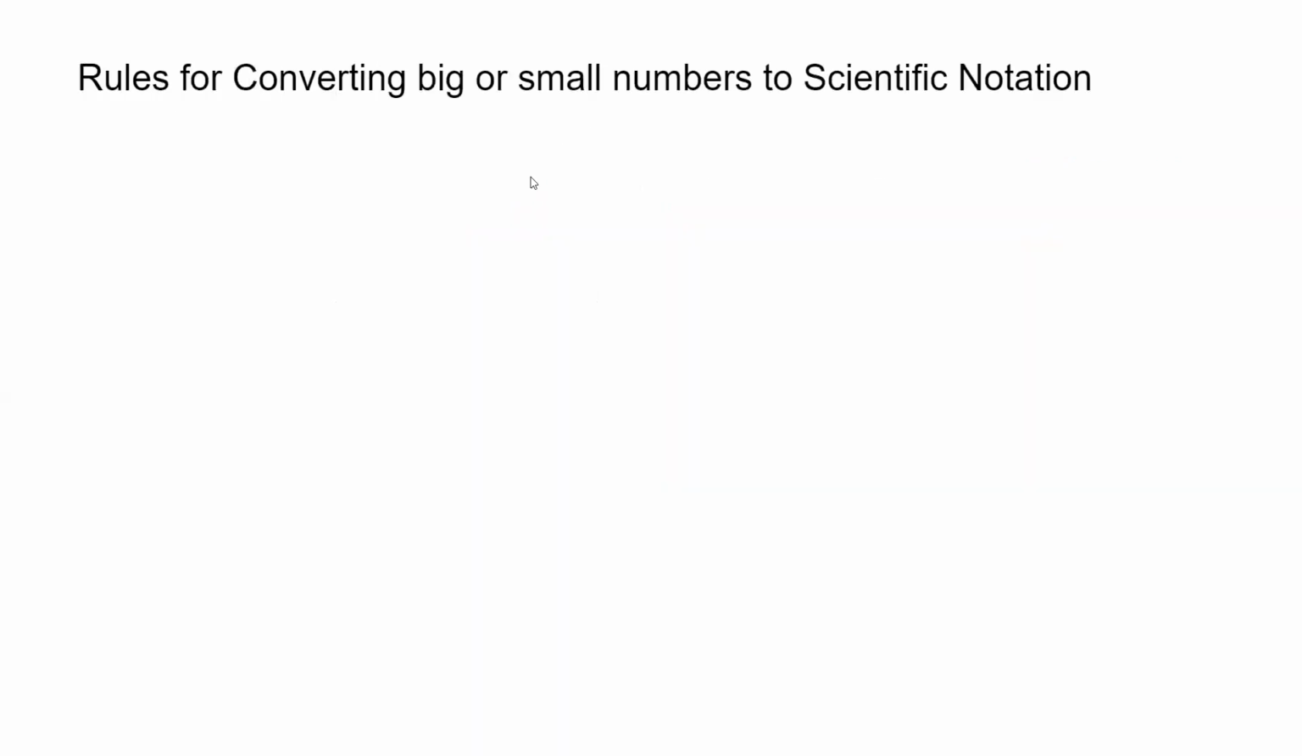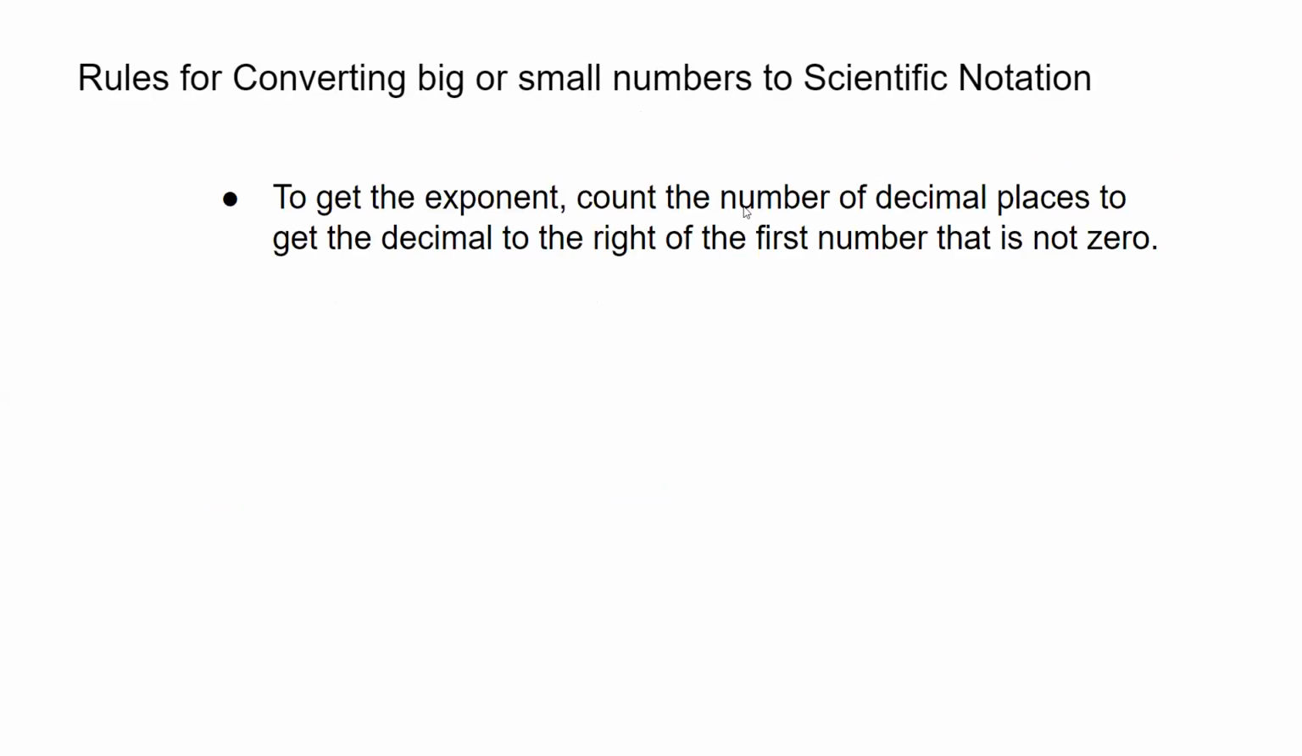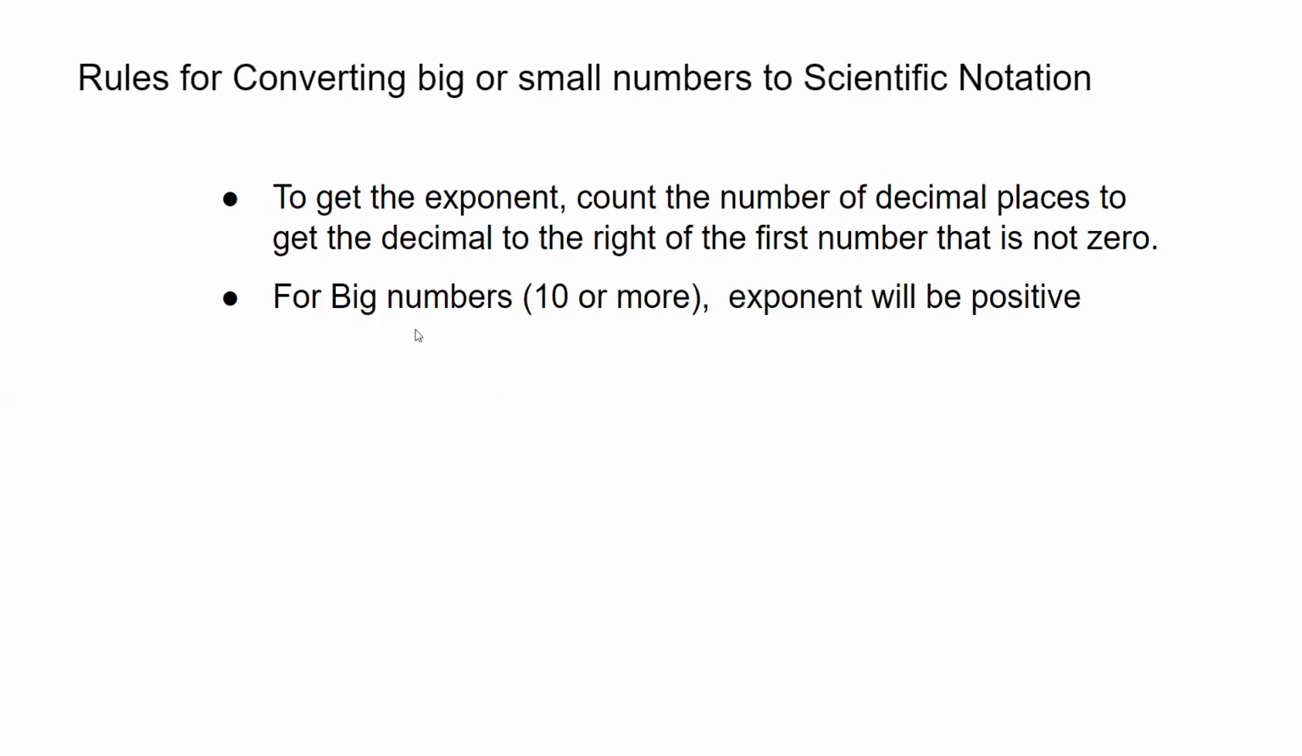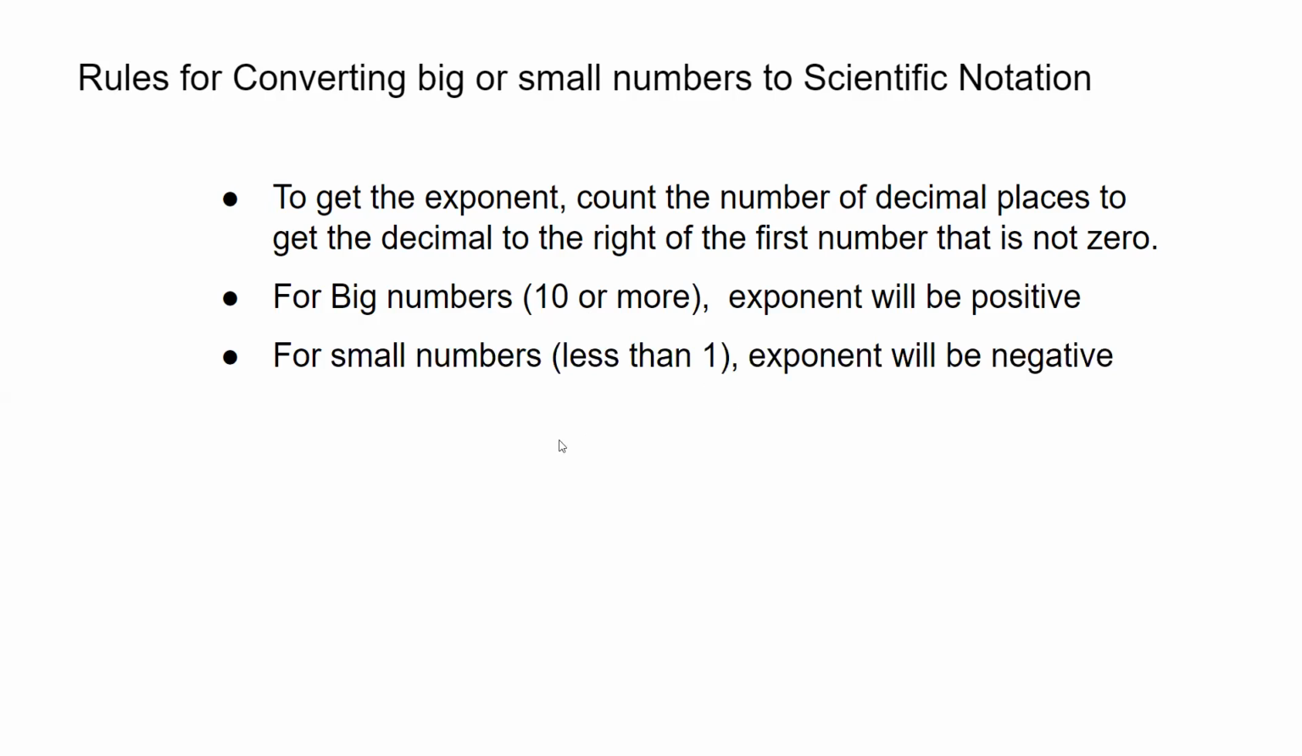So let's talk about the rules for converting big or small numbers to scientific notation. The first thing we want to focus on is getting that exponent. What is the value of that exponent? What we're going to do is count the number of decimal places to get the decimal to the right of the first number that's not a 0. We'll go through an example in a moment. For big numbers, I'm talking about big numbers that are 10 or larger, the exponent will be positive. And for small numbers that are less than 1, the exponent will be negative.